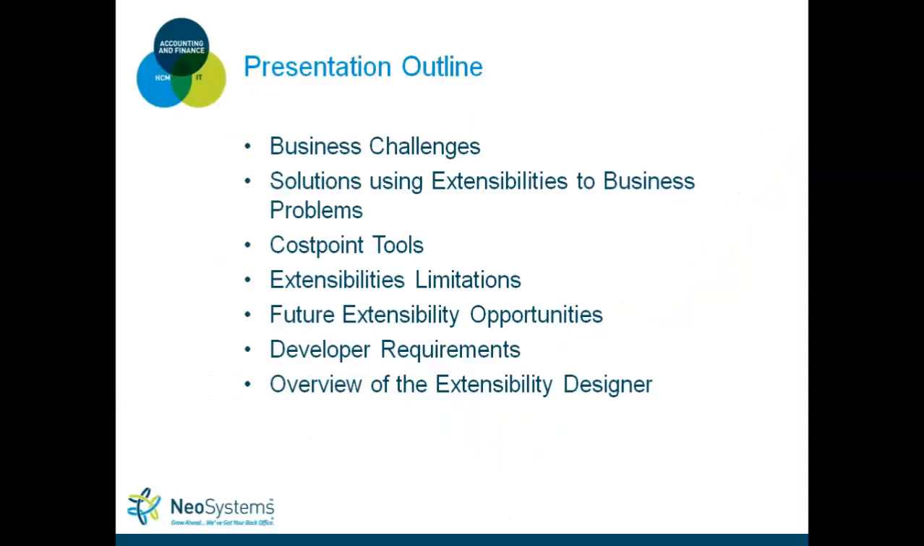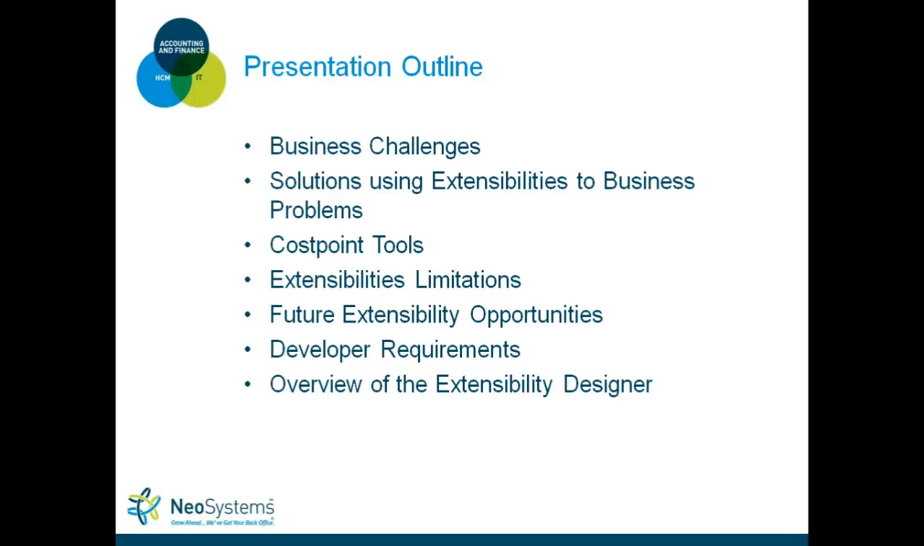So let's look at the presentation outline, what we're going to go over today. First, we're going to talk about business challenges. One of the reasons extensibility is very powerful is that out-of-the-box Costpoint has a certain set of rules and a certain look and feel. Those things can be augmented with extensibility, and we can take a look at a specific problem and then solve it with extensibility. We'll take a look at those solutions using extensibility to solve these business problems and challenges that we have. And then we'll talk about the Costpoint tools as well as a tool that we need for modifying any reports with the latest version of Costpoint.